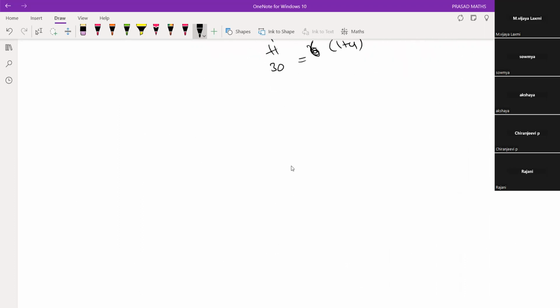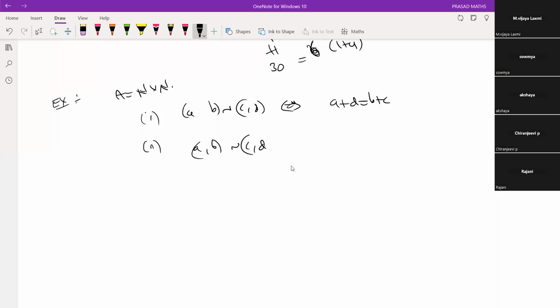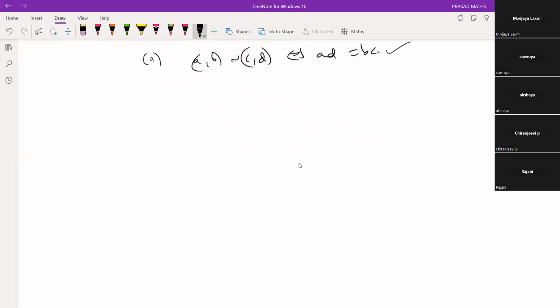Okay, so do this as an exercise, with the same proof. I am not doing it, you do it. (A, B) is related to (C, D) if and only if A plus D is equal to B plus C. Either way, check. This is my first relation. Second relation: (A, B) is related to (C, D) if AD is equal to BC. Check whether it is an equivalence relation. Check whether this one is also an equivalence relation. Okay, so these two are exercises. Next is counting principles.